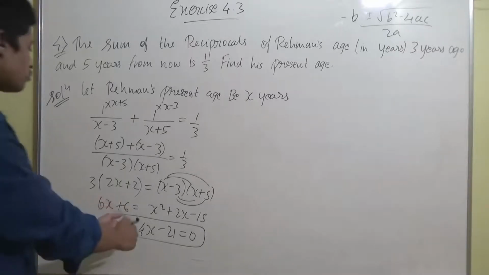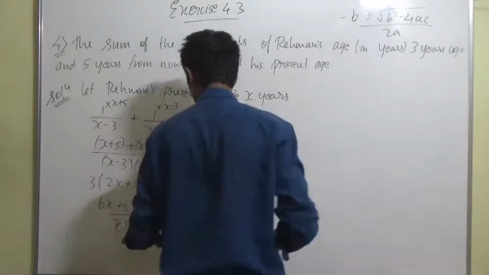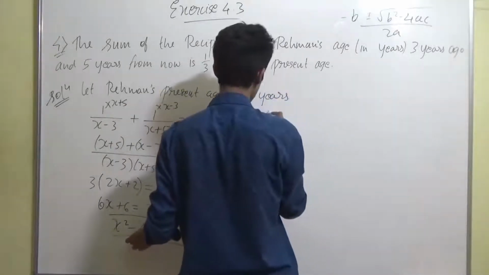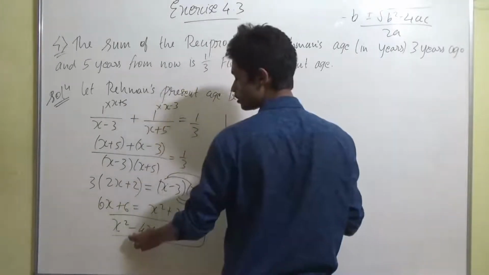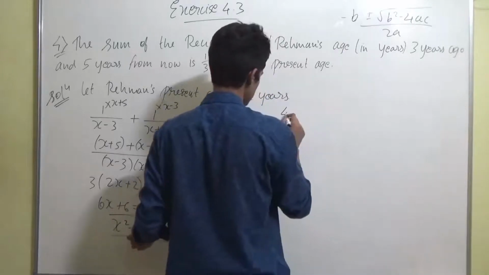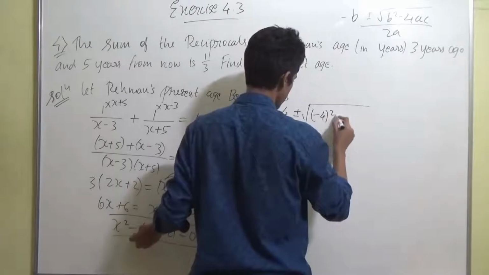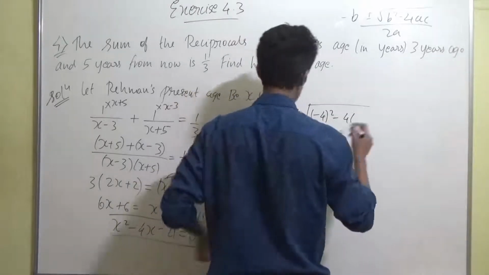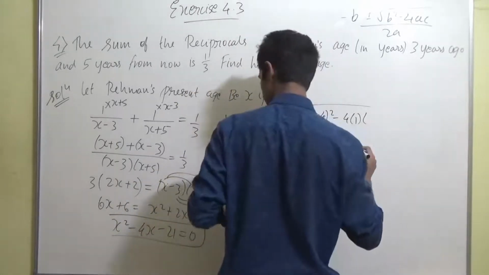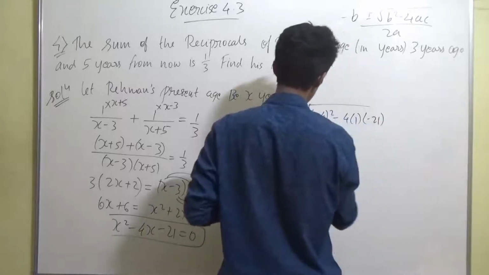Now we'll apply the quadratic formula on this equation. It is minus b, right? So it is minus of minus 4. Here b is minus 4. So minus of minus 4 is plus 4. Plus or minus root of b square minus 4 into a into c, by 2a.